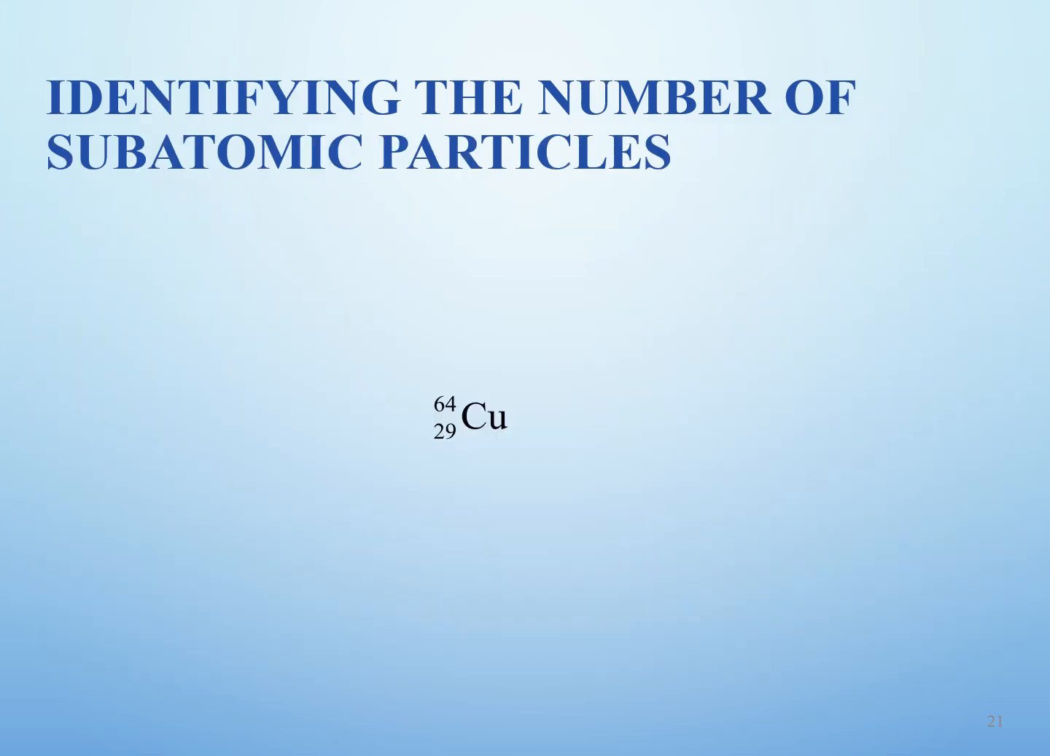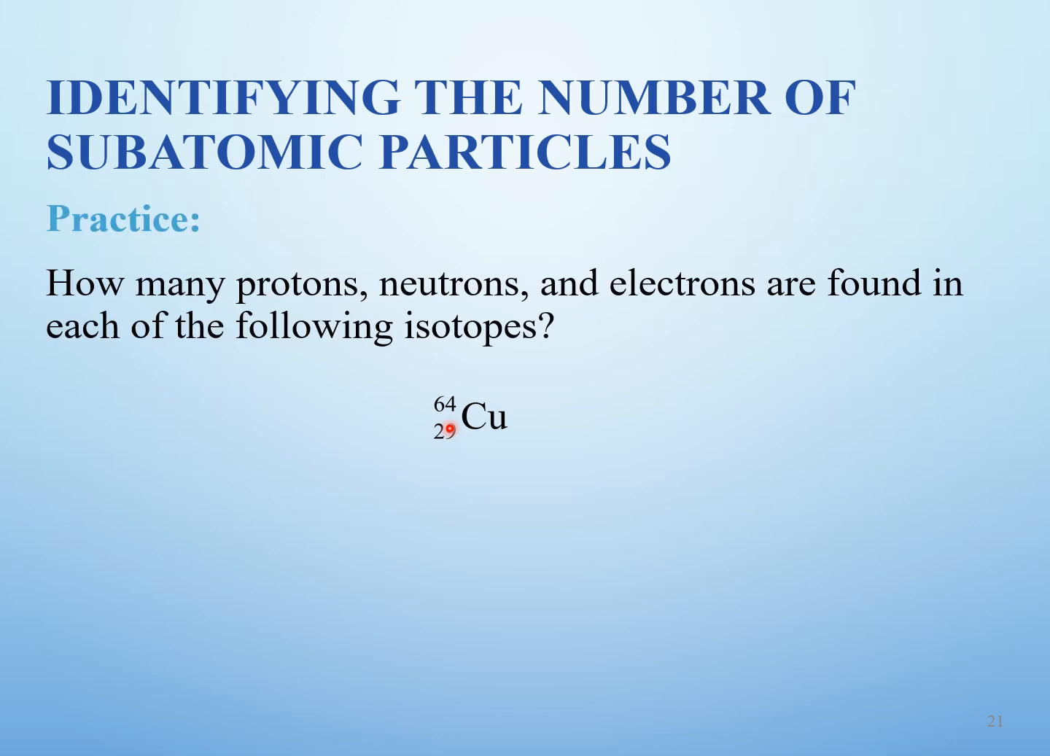So let's practice identifying the number of subatomic particles. So we have Cu here, okay? Cu is copper, and it says 64 on the top, 29 on the bottom. How many protons are there? So the number of protons will be 29, okay? The number of neutrons will be 64 minus 29.